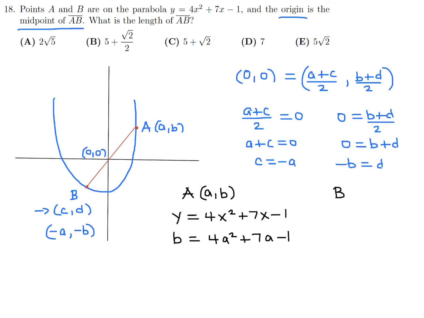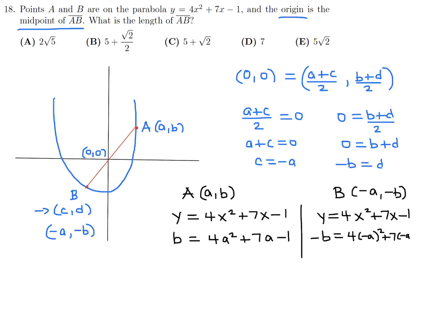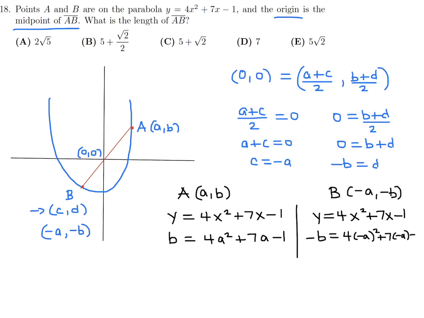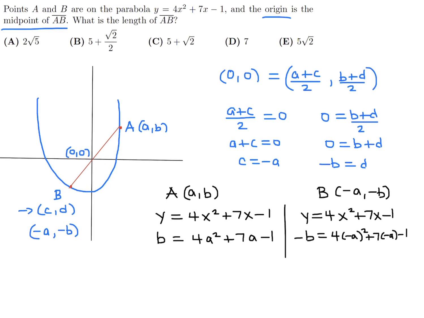Now let's substitute our B point, which we figured out was (minus a, minus b). Let's put that into the same parabola because it's also a point on the parabola. And this will give me minus b equals 4 times minus a squared plus 7 times minus a minus 1. All right, so those are my 2 equations, and let's see what I can do to solve.